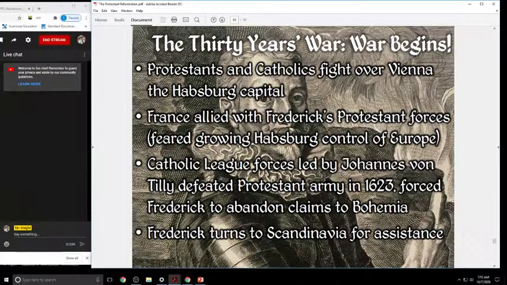And France, okay, even though France is Catholic and has been subduing Calvinists for a long time, they ally politically to their advantage with Frederick's Protestant forces. Okay, France, remember, is now surrounded by the Spanish Habsburgs on one side and the Austrian Habsburgs on the other side. And so France allied with Frederick's Protestant forces. Despite the fact that France is Catholic, they ally with Frederick's Protestant forces.